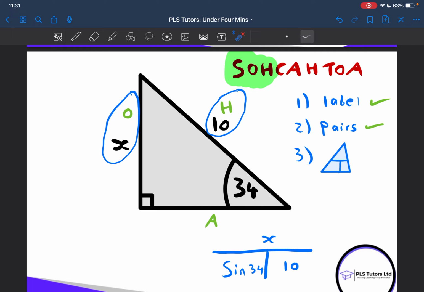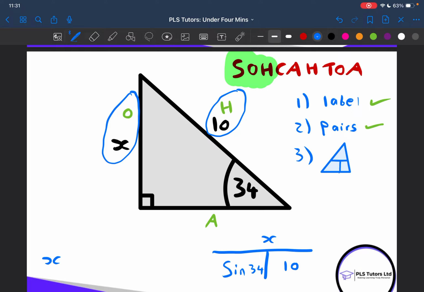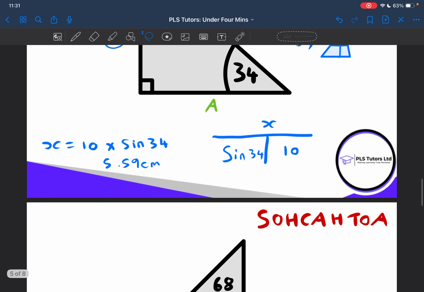So then if we look at our triangle, we want to work out the value of X. So if we cover up X, we know that to find it, because these are next to each other, we need to multiply them. So we need to do that X is equal to 10 multiplied by sine 34. And that gives you a value of 5.59 centimeters. Okay, so just remember these steps. Let's take these steps and put it on the next page and answer the next question as well.